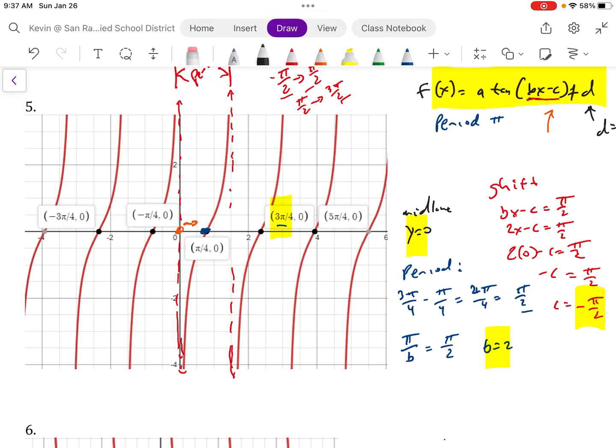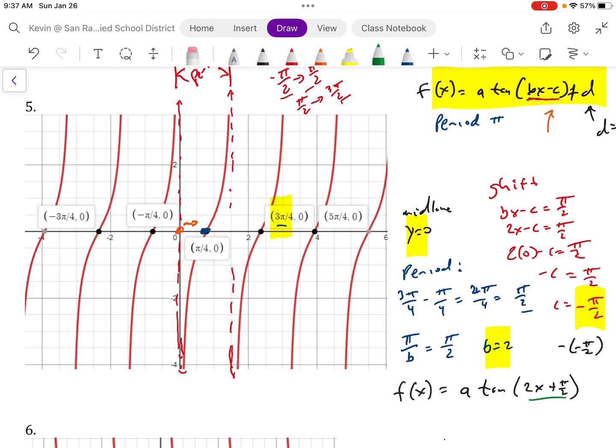And we can write out almost our whole equation. So I'm going to come back up to this equation here. f of x equals, I'm going to still put a in here, tangent. Now b is 2x, and it's minus a negative, so this is going to be minus a negative pi over 2, because c is negative pi over 2. So this is going to be plus pi over 2. And then there's no plus d here.